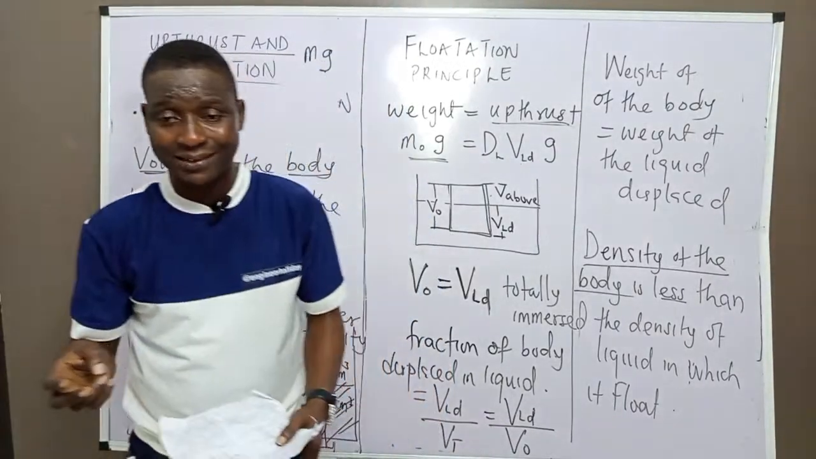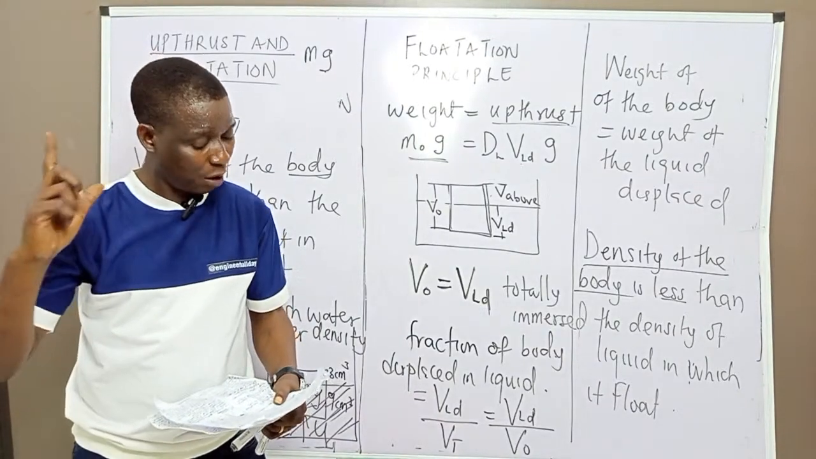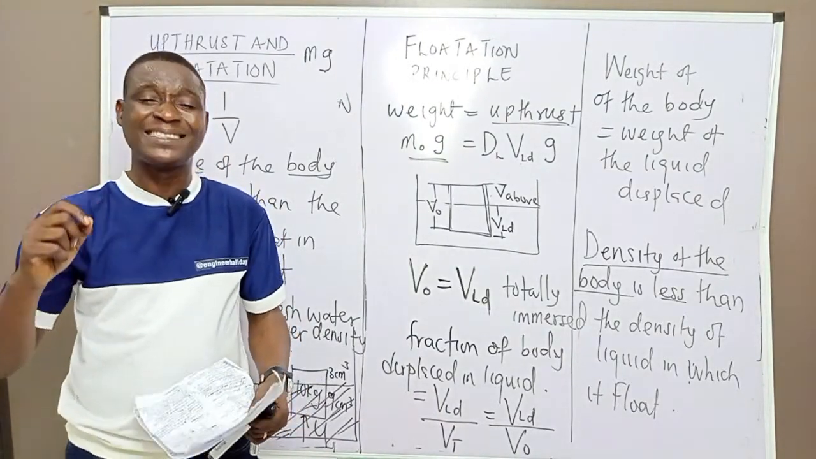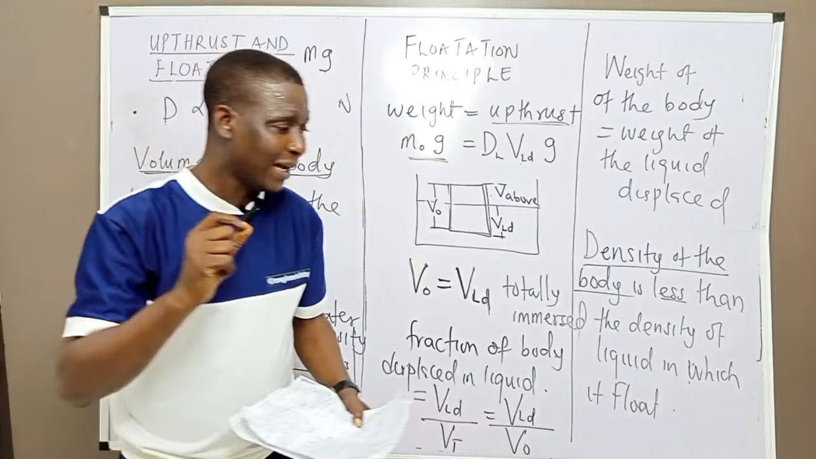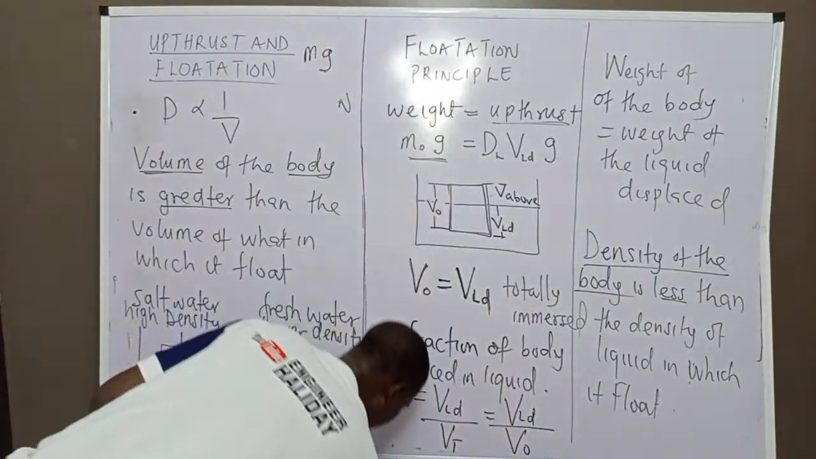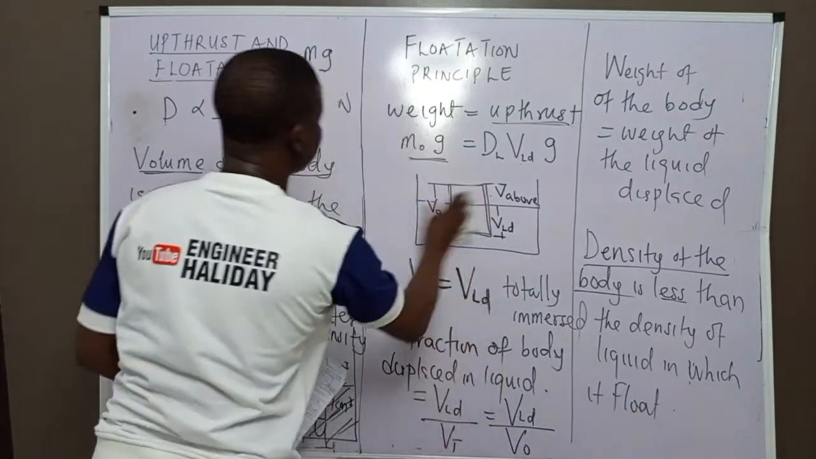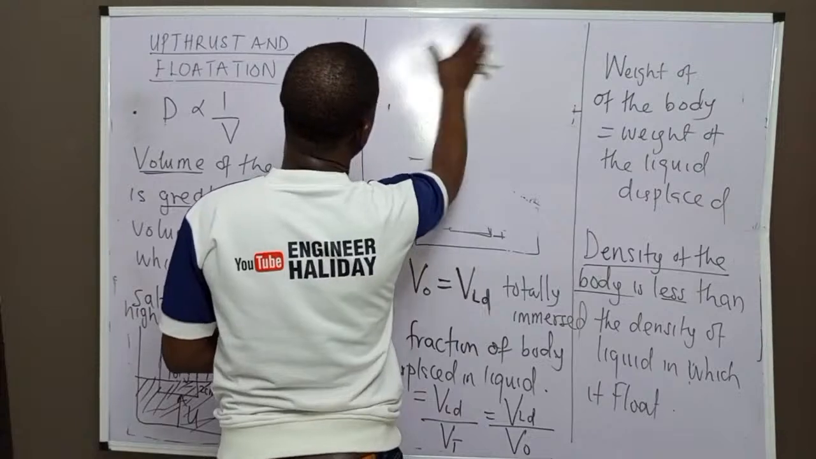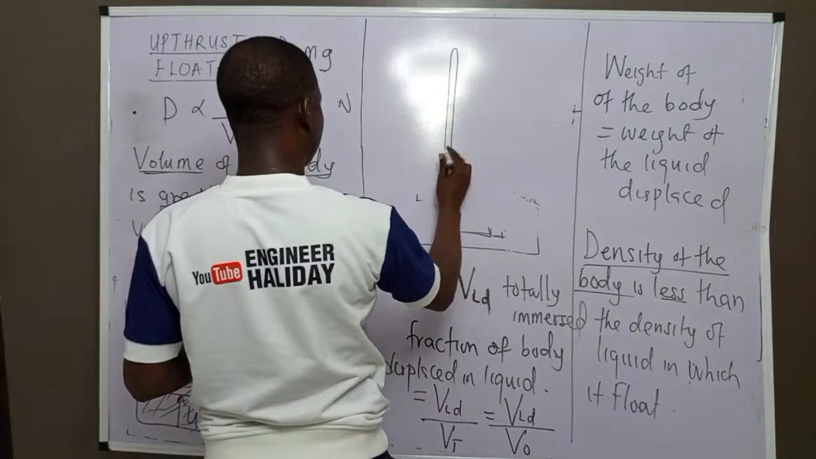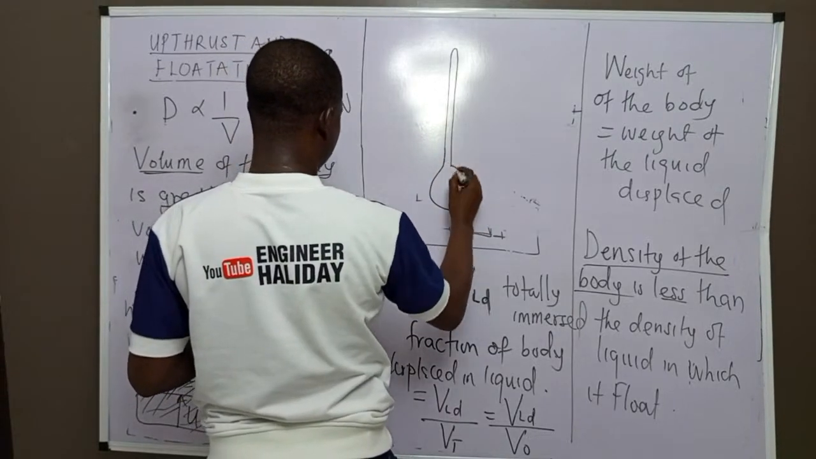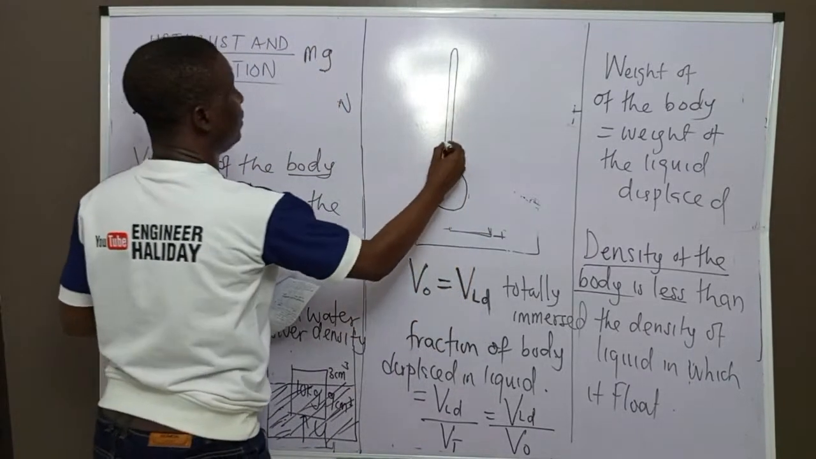What is a hydrometer? Number one, it has a long, narrow stem. Number two, the relative density is used to mark or calibrate the hydrometer. Number three, it has a wider bulb. That means the bulb is wider. Look at the hydrometer here. This is how it is. This is the hydrometer.